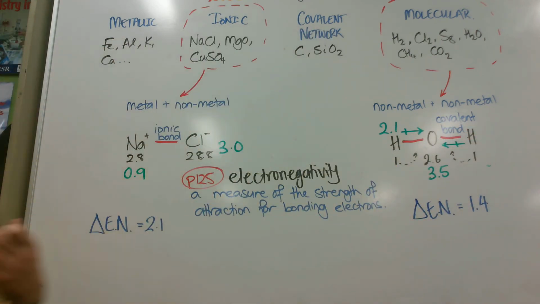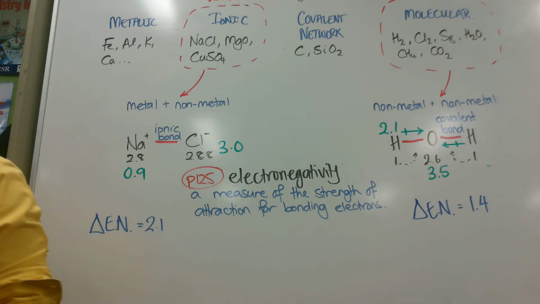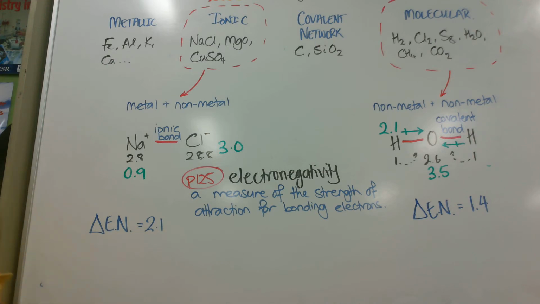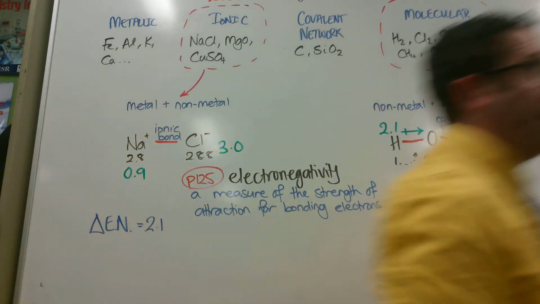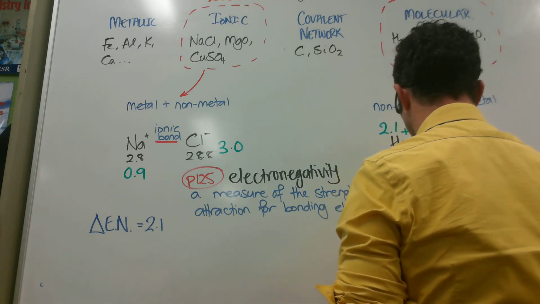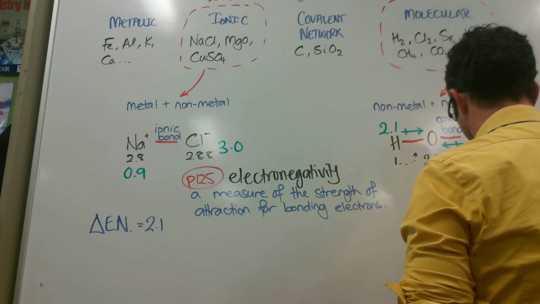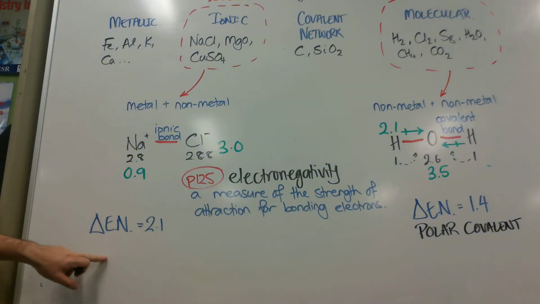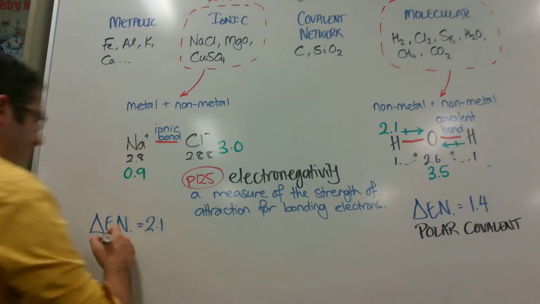If I was to show this in 3 dimensions, it would show why water is what we call a polar solvent, but we'll get to that much later in the unit. Okay, so we end up with what's called a polar covalent bond here. This one here, though, is big enough to be called an ionic bond.